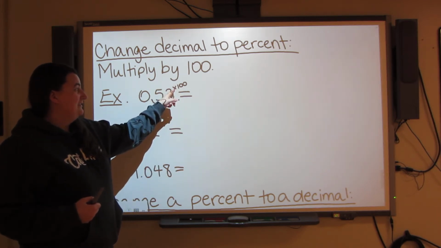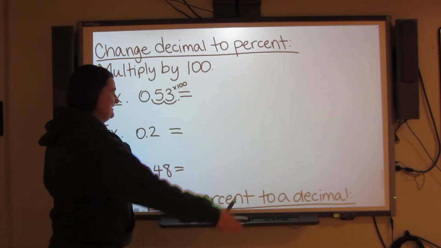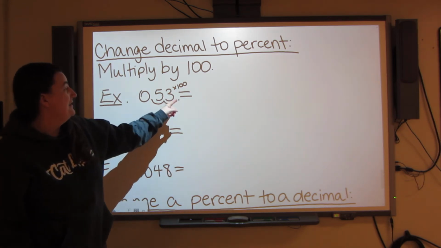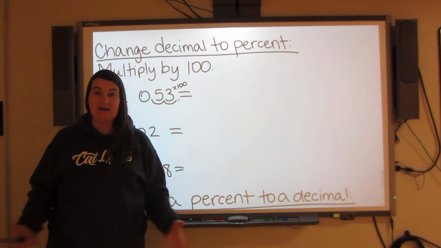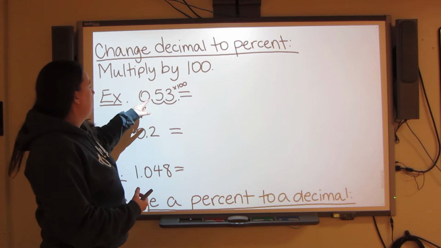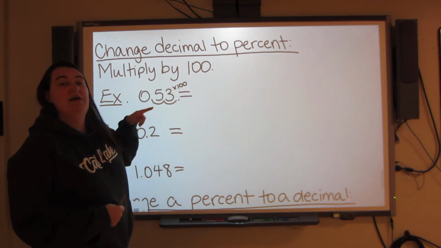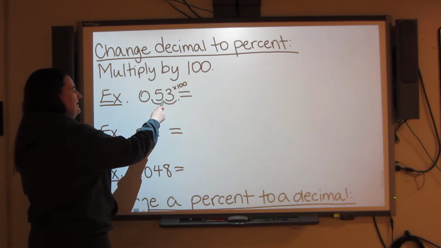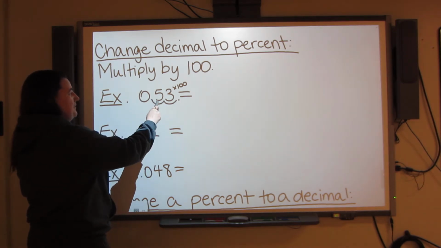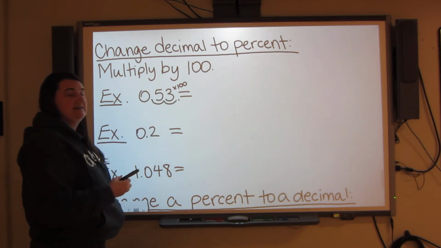You're timesing, so you're moving to the right to make it bigger. Just think about it that way. If you're multiplying something, you're making it bigger. So that means I'm taking my decimal to make this number bigger, to the right, by 2 spots, 1, 2. So 0.53 turns into 53.0.